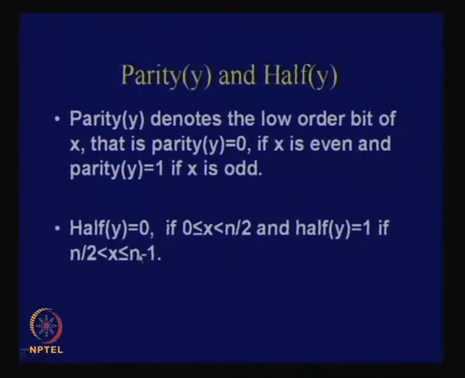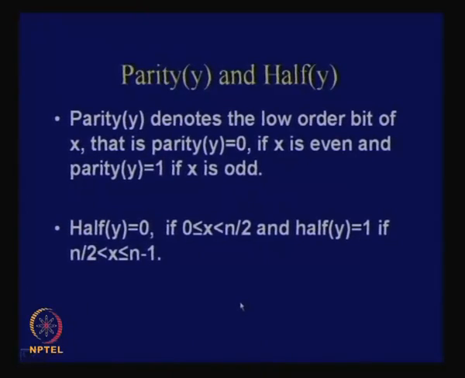And what about half of y? Half of y is equal to 0 if x lies between 0 and n by 2, that is, 0 is less than or equal to x is less than n by 2, and half of y is equal to 1 if n by 2 is less than or equal to x is less than or equal to n minus 1, okay. So both these intervals are closed actually, but this is an open interval here. So the question is whether you are able to solve these two problems. If you have an efficient, polynomial time algorithm for doing these two things, then definitely you are getting some information about the plain text, okay.